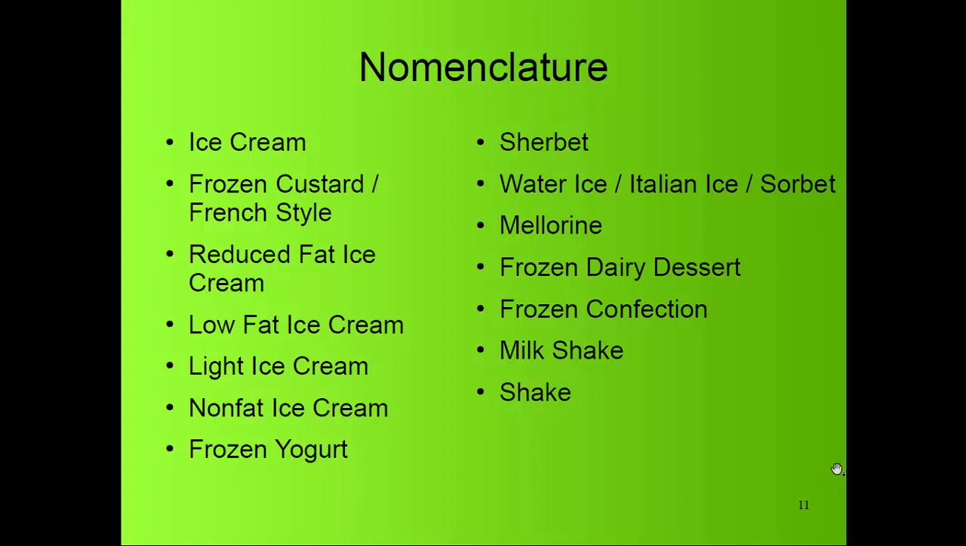So, first, let's look at the nomenclature of ice cream. So, we have ice cream, we have frozen custard, which is French style. We have reduced fat ice cream, low fat ice cream, light ice cream, non fat ice cream, and frozen yogurt. And by the way, we'll explain each one of these as we go along. Then there's sherbet, water ice, Italian ice, and sorbet, mellorine, frozen dairy desserts, frozen confections, milkshakes, and shakes.